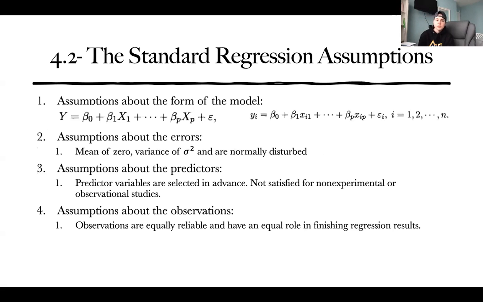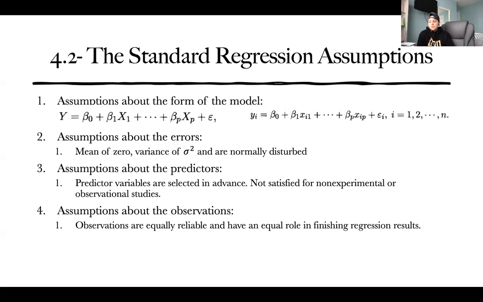So moving into section 4.2, which is going to talk all about the standard regression assumptions. The properties of least squares estimators and statistical analysis procedures previously spoken about are based on the following assumptions. The first assumption is the assumption about the form of the model. The model relates the response variable y to the predictors x1, x2, all the way up to x sub p, which is the highest predictor that we have. So if we have 6 predictors, it'll go from x1 to x sub 6.